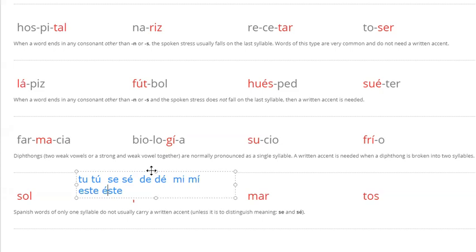So another purpose of accent marks is not just to separate vowel sounds or show which syllable is stressed. It's also to show that it's a different part of speech.